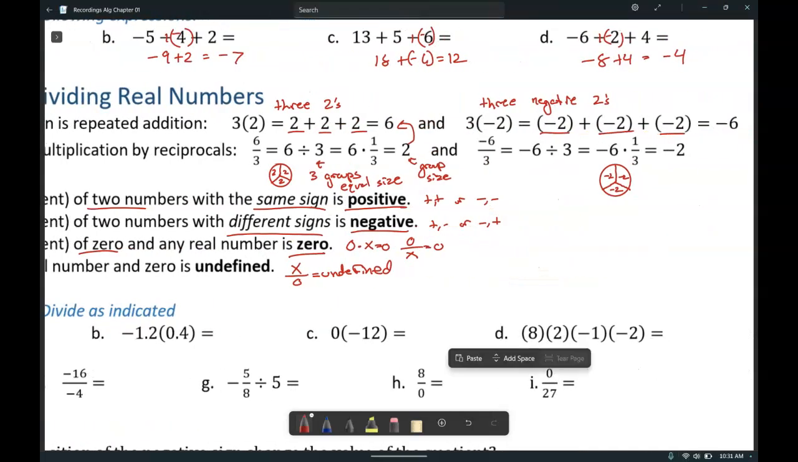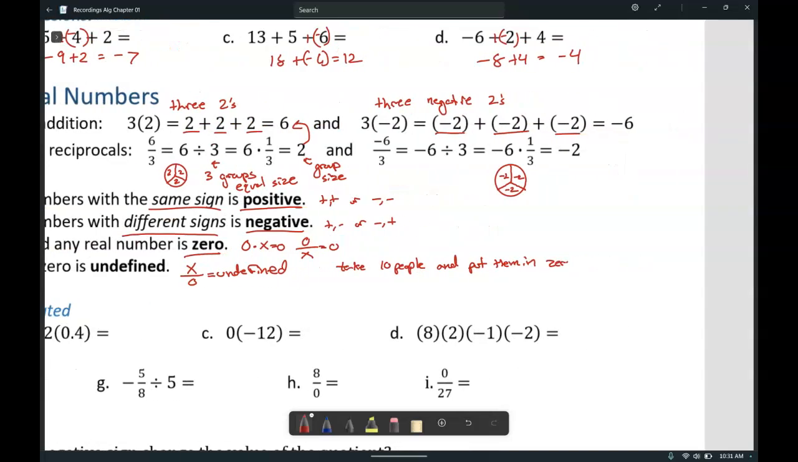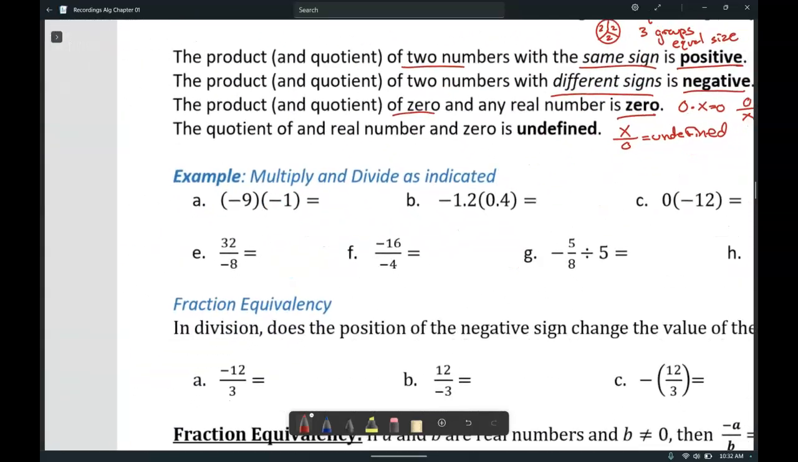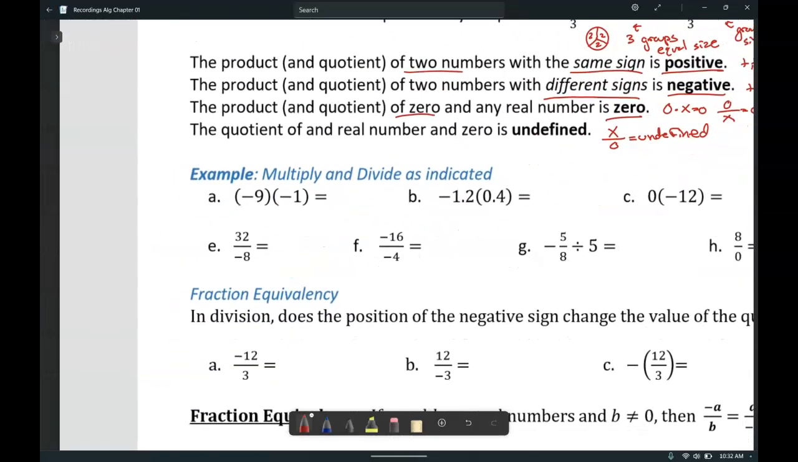I want you to take 10 people and put them in 0 groups. That is what 10 divided by 0 is. Well, that statement or that prompt doesn't make sense. I can't take 10 people and put them in no groups because the groups don't exist. So it's undefined. And so we can go through and multiply and divide as indicated, and we want to think ahead of time, is my answer going to be positive or negative?